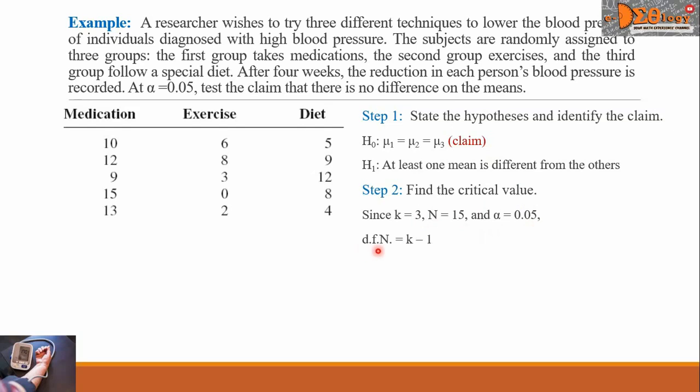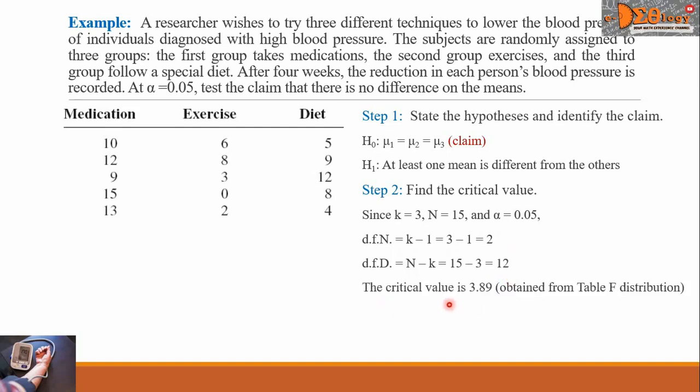The degree of freedom for the numerator is equal to k minus 1. K is equal to 3 minus 1, so we have 2. The degree of freedom for the denominator is equal to capital N minus k. So we have 15 minus 3 equals 12. So the critical value is 3.89, and this is obtained from the F distribution table.